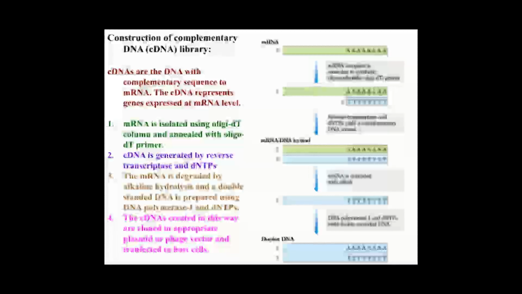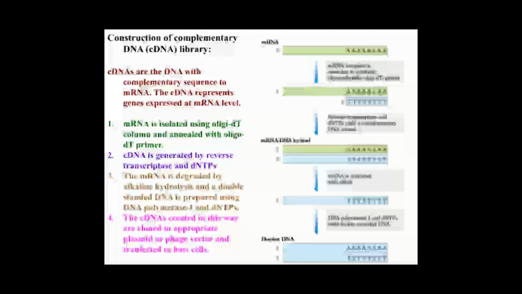Next, we generate the cDNA using an enzyme called reverse transcriptase, along with dNTPs, which are the building blocks of DNA. Reverse transcriptase synthesizes a complementary DNA strand based on the mRNA template. After the first strand is made, the original mRNA is typically degraded by alkaline hydrolysis, leaving us with a single-stranded cDNA. We then use DNA polymerase I and additional dNTPs to synthesize the second DNA strand, resulting in a double-stranded cDNA molecule.